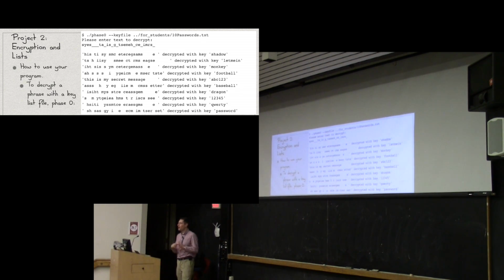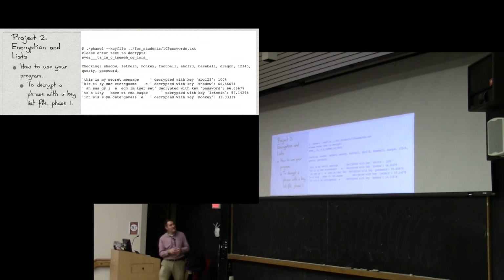Okay, for phase 1, on the other hand, then you get to the real cool part. Same thing, you say, okay, here's my key file. You enter the text, and then it says, checking shadow, let me in, monkey, football, ABC123, baseball, dragon, 123, QWERTY, password. And then it says the top 5.